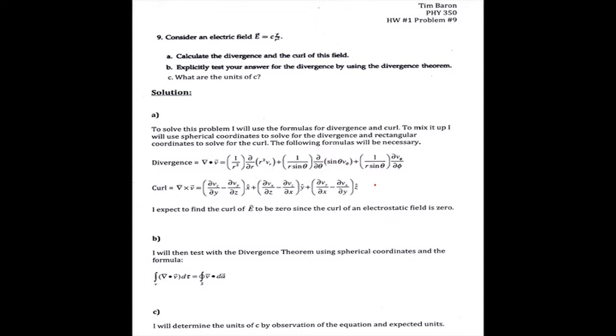To solve this problem, we're going to use the formulas for divergence and curl, and I decided to mix it up a little bit and use spherical coordinates to solve for the divergence and rectangular coordinates to solve for the curl. The formulas are listed right here, and I'm expecting to find the curl of the electric field to be 0 since it is an electrostatic field. Then to test the divergence theorem, I'm going to use the formula listed here. To find the units of C, we're going to analyze the equation.